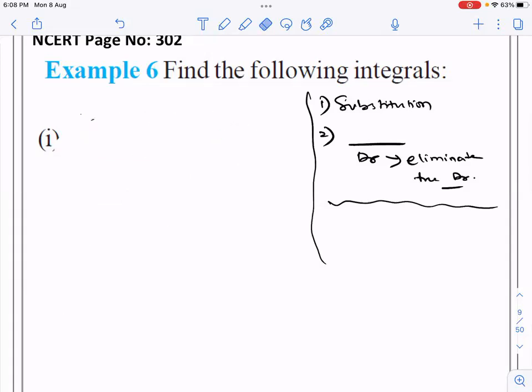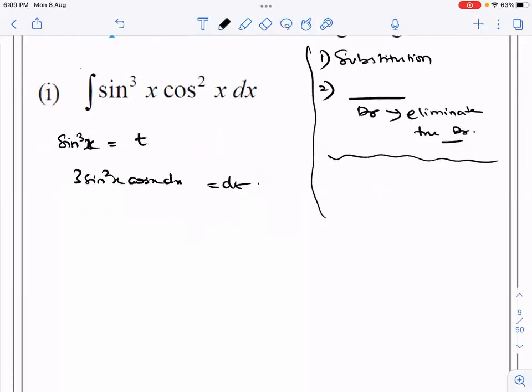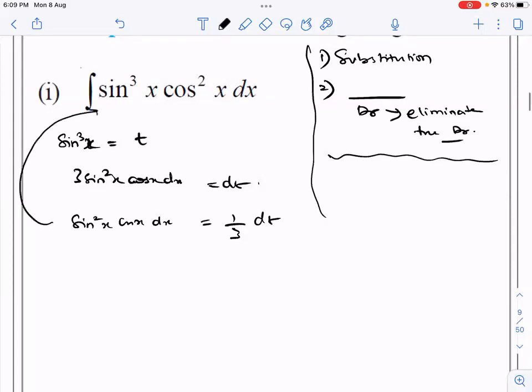I'll be happy to try whatever method, whatever ideas you give. It will work. Which one? Sin square x into cos x, sir. After differentiating, you want to take sin cube x as t. So 3 sin square x into cos x dx is dt. One third of dt. Okay. What will you do? By substituting what? You'll have a combination of x and t. Substitute and see where you will compensate everything.